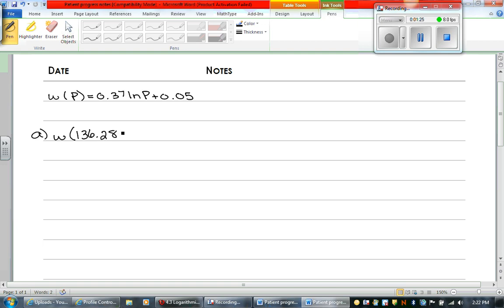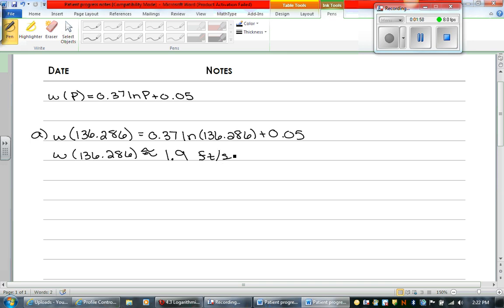136.286, because remember it's in thousands, so we need to adjust for that, equals 0.37 ln of 136.286 plus 0.05. And we're simply going to plug this into our calculator, and we're going to get an average walking speed of approximately 1.9. And that's going to be feet per second.